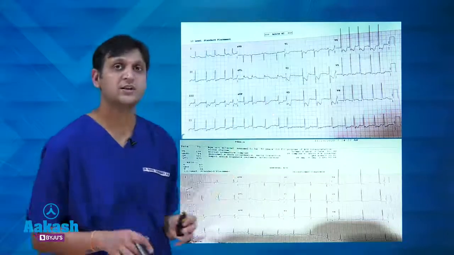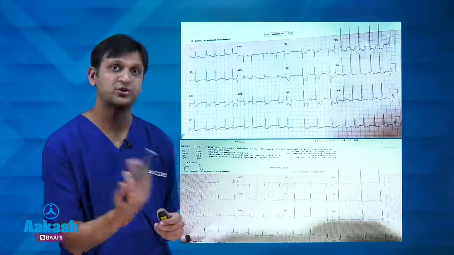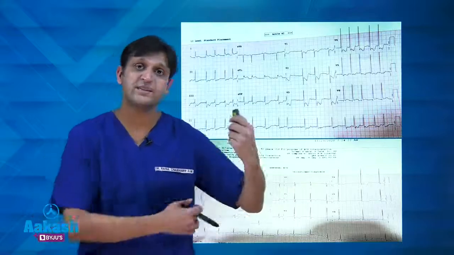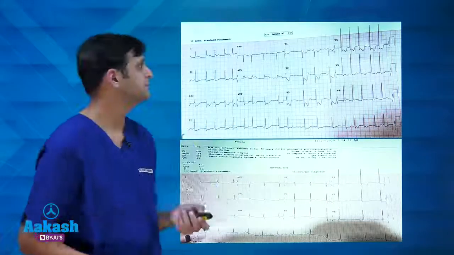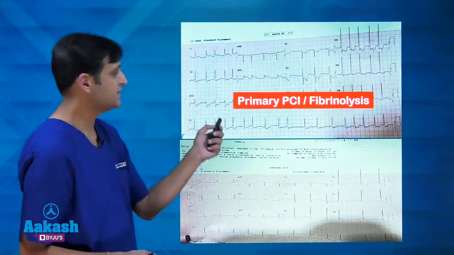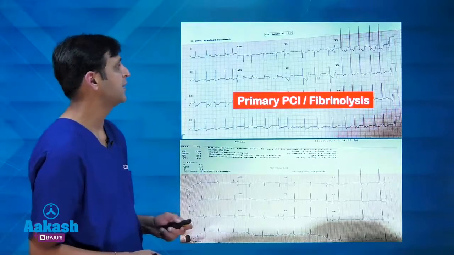This is the only indication of thrombolysis with ST segment depression: the posterior wall MI. If you want to confirm the diagnosis, take V7, V8, V9. So if this is your ECG, the answer should be primary PCI and fibrinolysis.